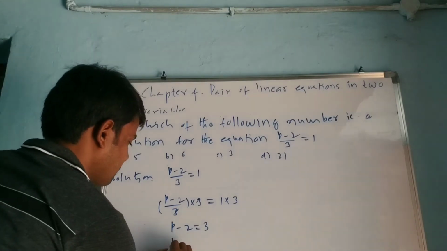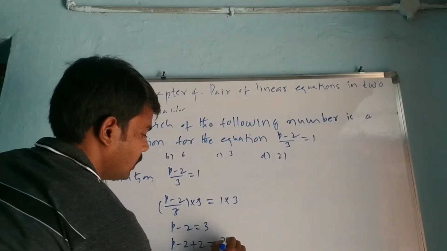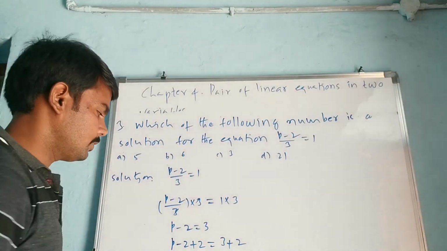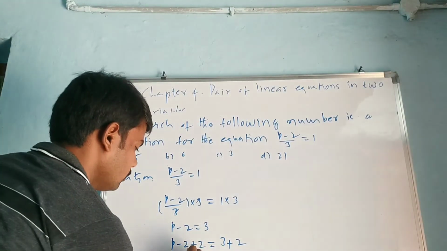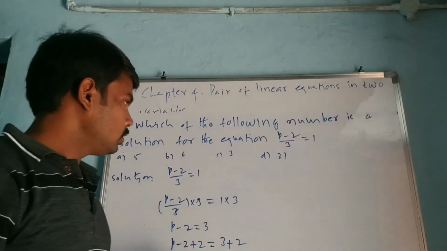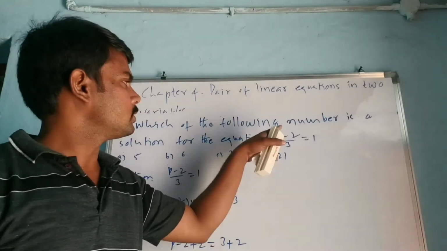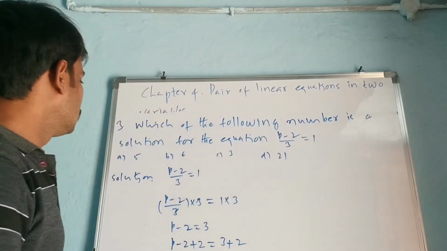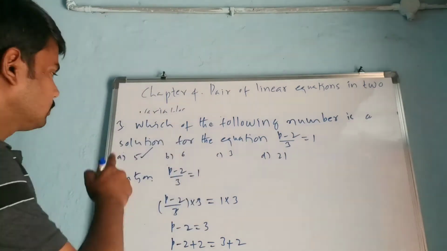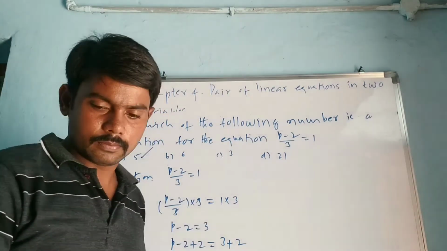Now the next step is adding 2 on both sides. Minus 2 plus 2 is 0, and we get p is equal to 5. So p is equal to 5 is the solution of the equation p minus 2 by 3 is equal to 1. So option A is the right answer for this problem. Now let us discuss the fourth problem.